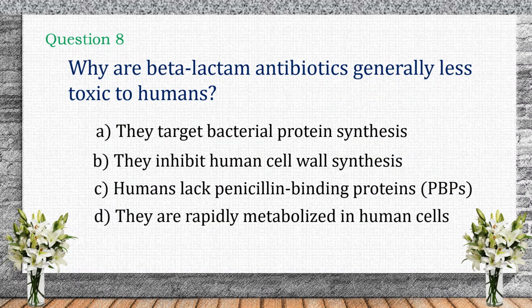Question 8. Why are beta-lactam antibiotics generally less toxic to humans? Correct answer, C. Humans lack penicillin-binding proteins. Beta-lactam antibiotics specifically target PBPs, which are absent in human cells. This selectivity minimizes toxicity.